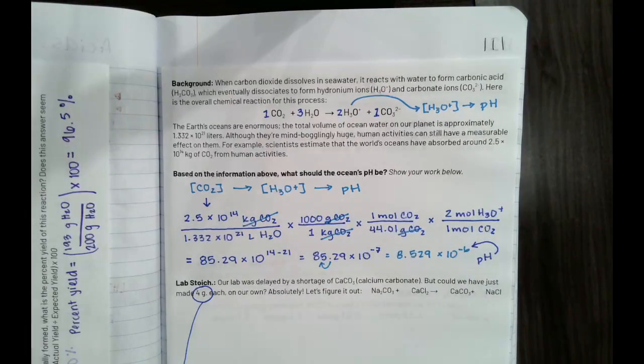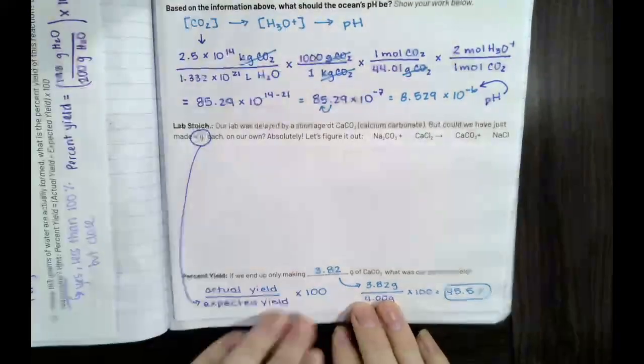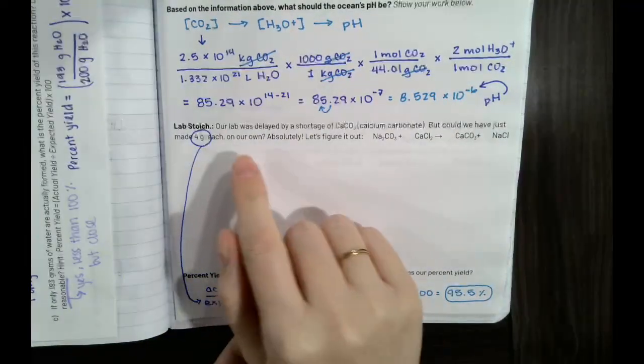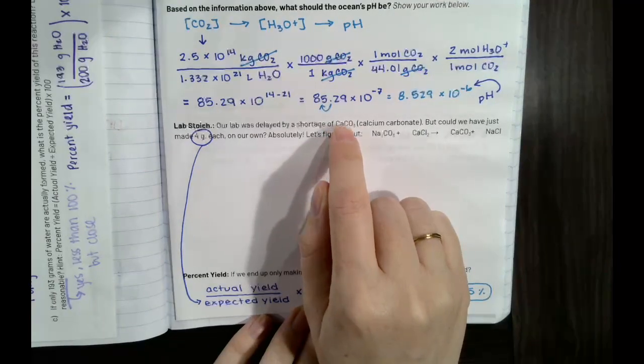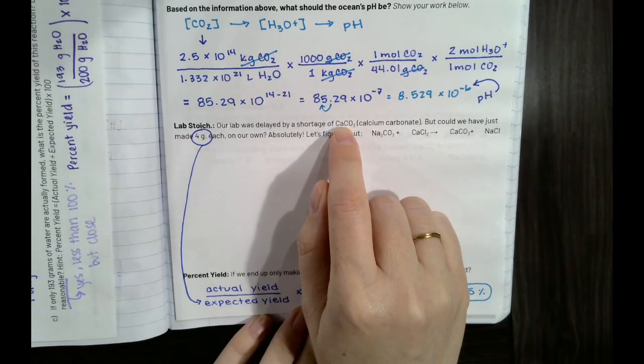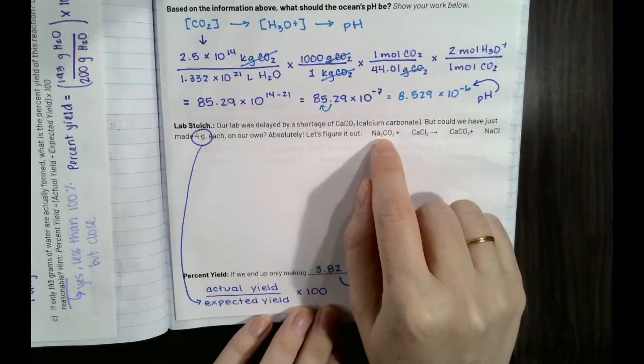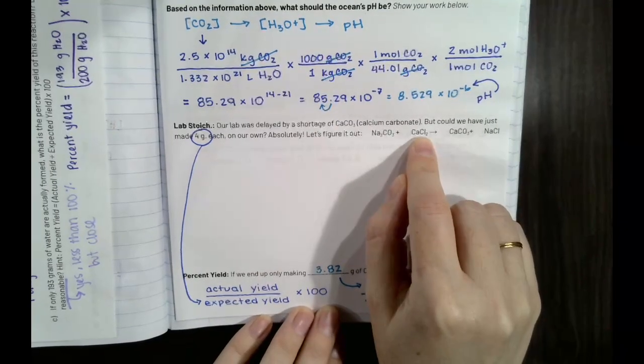So then the next question is giving people some trouble, but I want to be honest, I think you're overthinking a little bit. We had to delay the lab because we didn't have enough calcium carbonate. Okay, but we could have just made that calcium carbonate. We know how to make it. You mix sodium carbonate with calcium chloride, and that makes calcium carbonate.